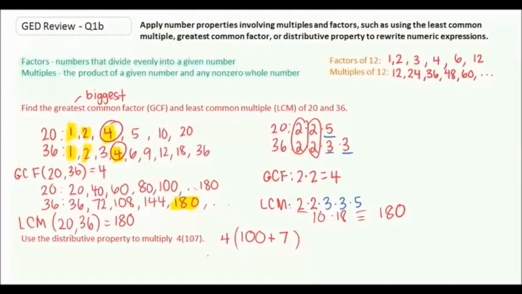Now the distributive property says if you have a number on the outside of parentheses, and on the inside we have plus or minus, we can take the number on the outside and multiply it by both things on the inside. So that would mean this is 4 times 100, we bring down our plus, and then 4 times 7. So we get 400 plus 28, and our answer is 428.